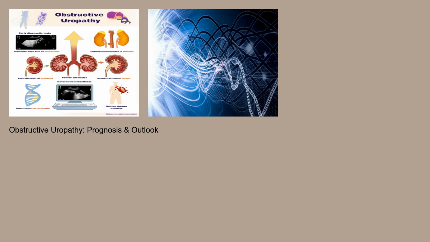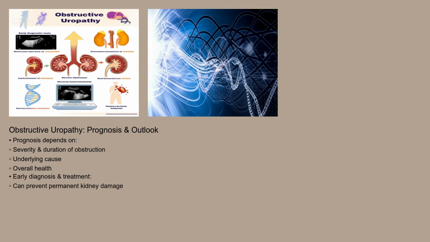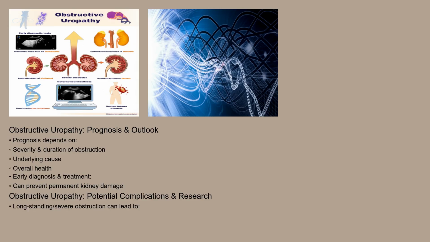The prognosis for obstructive uropathy depends on the severity and duration of the obstruction, the underlying cause, and the individual's overall health. Early diagnosis and treatment can often prevent permanent kidney damage. However, long-standing or severe obstruction can lead to chronic kidney disease and kidney failure.